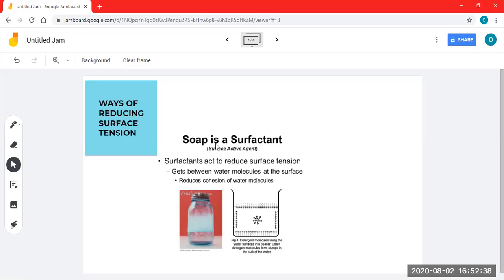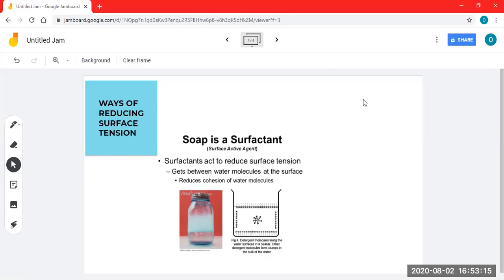Now, when you put soap into water, it reduces the surface tension. That is, it gets between water molecules at the surface and reduces the cohesion of water molecules. We can also add impurities, generally known as surfactants. So soap is one of the surfactants that we use in reducing surface tension. We can use oil to reduce it, and so on and so forth.